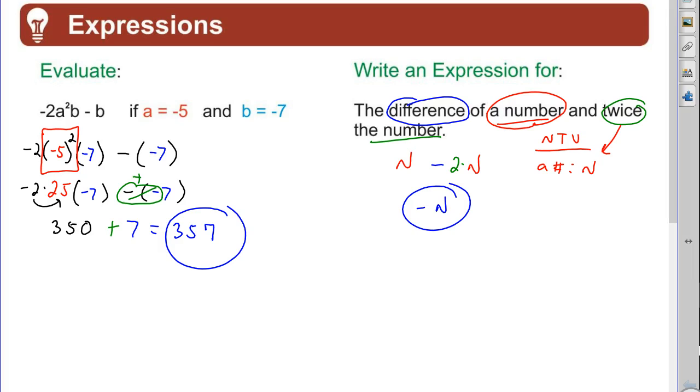But we're going to talk more about adding like terms later. We did do that in pre-algebra, and so you just add those up and get a -n, right? Because again, that's a positive 1n and a -2n leaves you a -1n. We don't need the 1, right? It's understood. So expressions, evaluating and writing expressions.